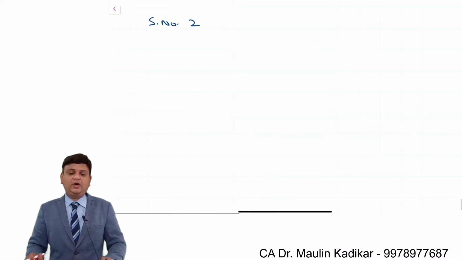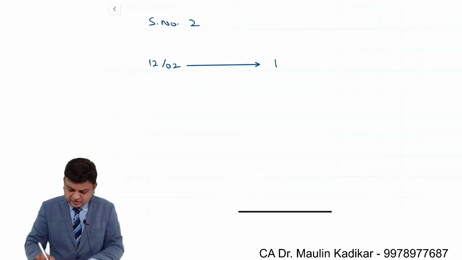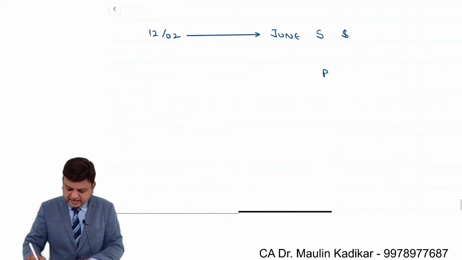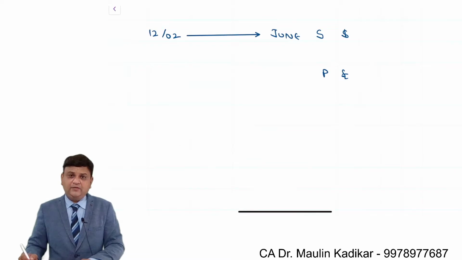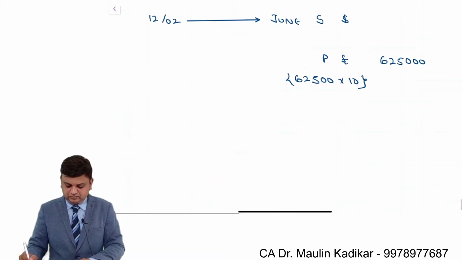What will happen on 20th of May? You are required to square off the original futures contract. Listen to me carefully. See, on 12th of February, the futures contract was entered upon for the month of June for sell of dollar and purchase of pound. What is the lot size? 62,500. How many contracts? 10. That comes to 6,25,000.